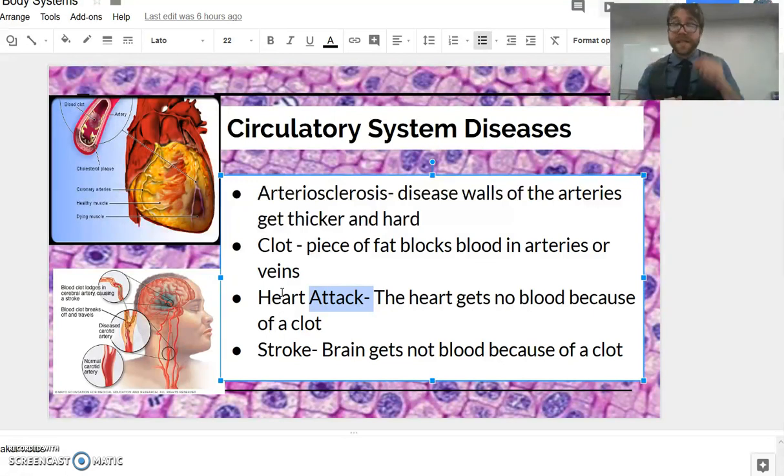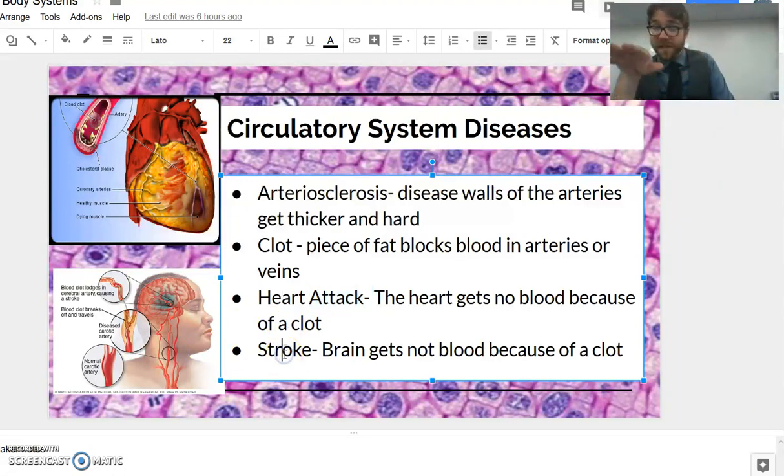Now, I'm sure you've seen it in movies. When a heart stops beating, someone will jump on top of them and start pressing their chest down. It's called chest compression, so CPR. And what they're doing is they're trying to get the heart to pump blood. They're essentially manually pumping the blood through the body.